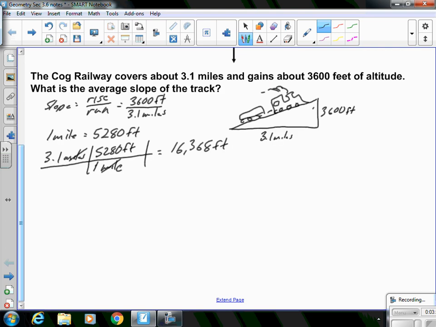So now we can rewrite the slope equation: 3,600 feet over 16,368 feet. So the feet will cancel each other out. And 3,600 over 16,368 will be 0.22.